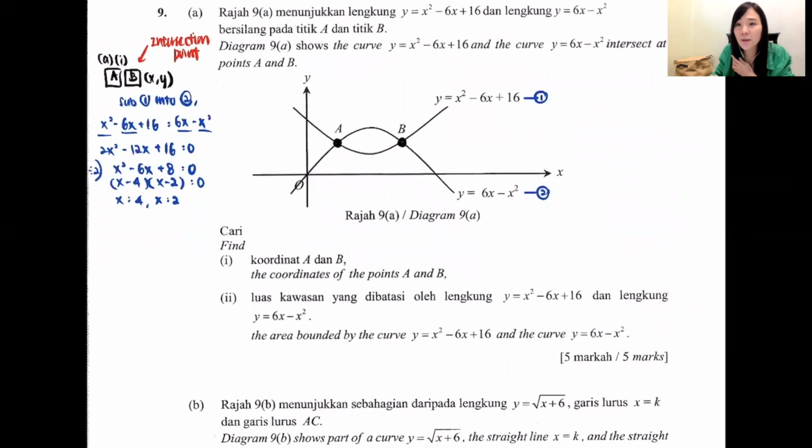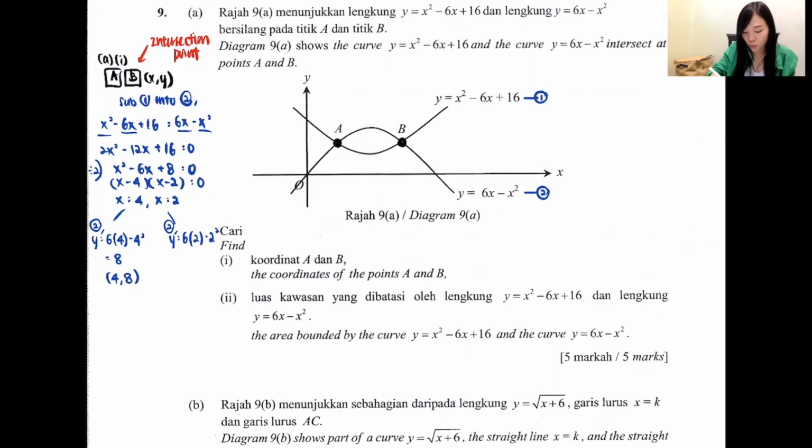And please don't stop here. Remember to find back the y answer. So let's say I like equation 2. So y equals 6(4) minus 4 squared. Same for another one, y equals 6(2) minus 2 squared. So 6(4) minus 4 squared, you guys get 8. So when my x is 4, my y is 8.